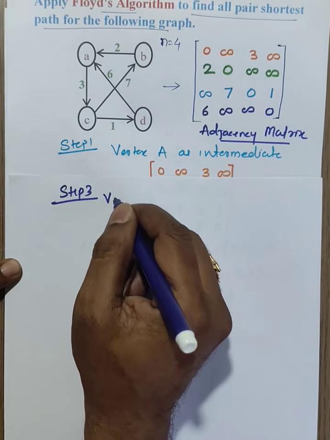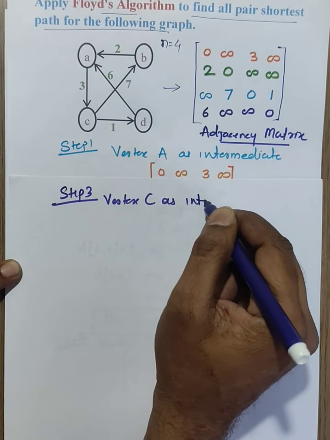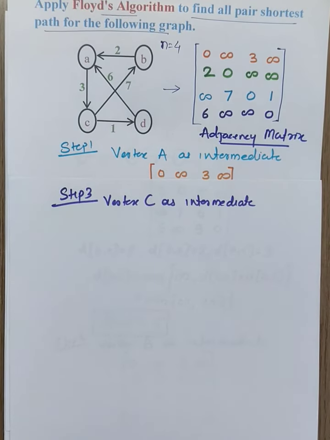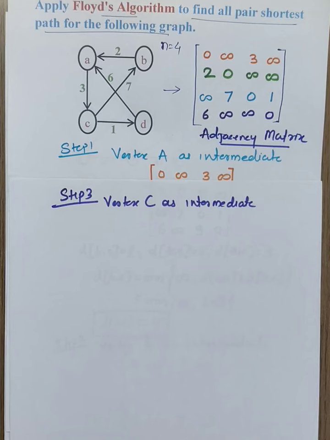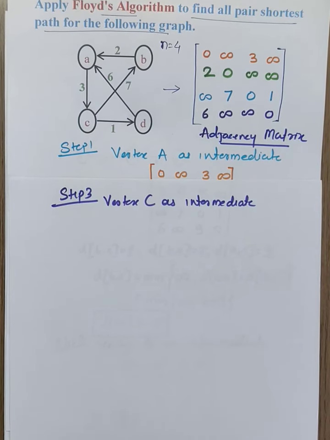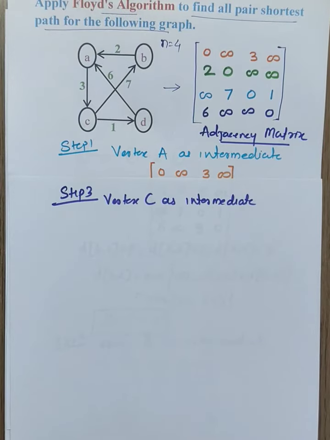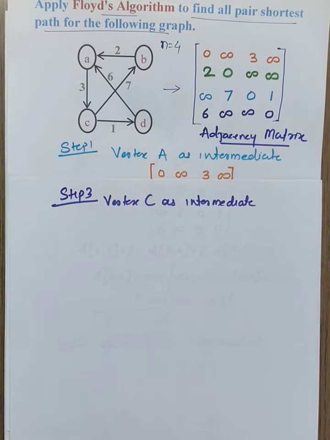Step 3, vertex C as an intermediate vertex. If vertex C is an intermediate vertex, it means that within this, the A to C edge is there. If the A to C edge is there, then maybe A will get different values.